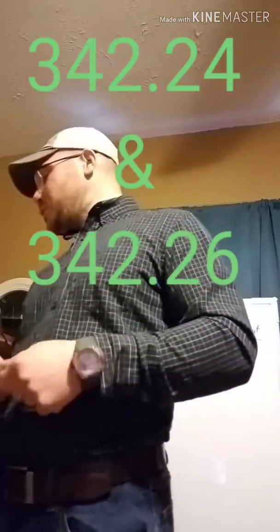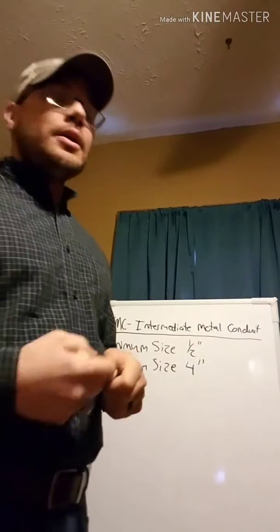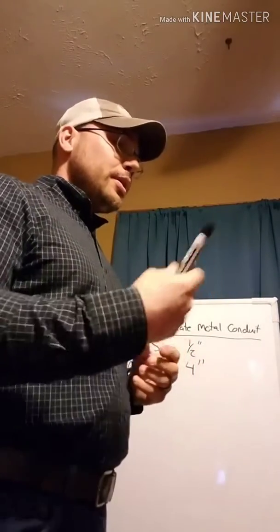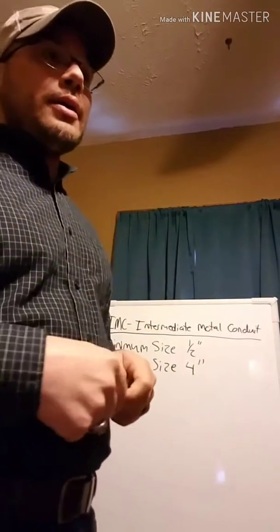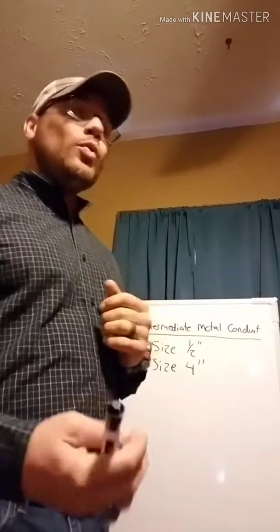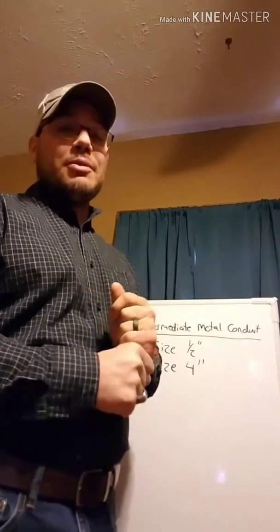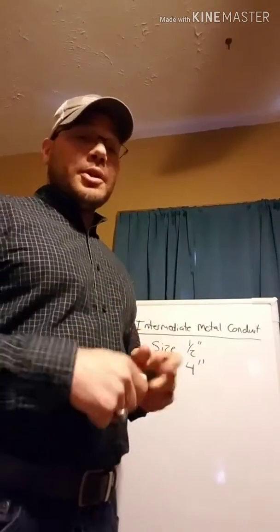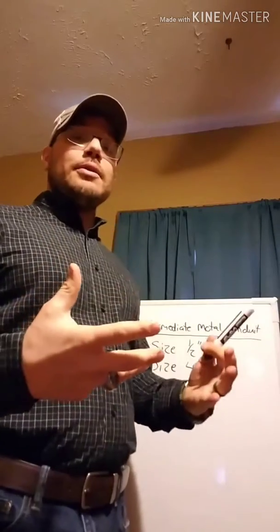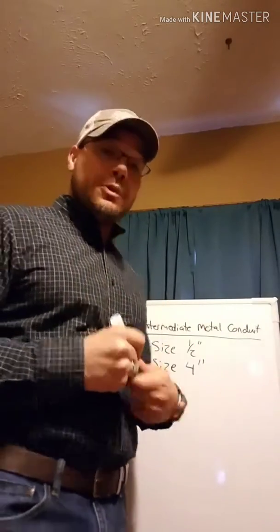342.24 and 342.26, bends how made and bends numbered in one run. Your bends are going to be made with most likely either an electric or a hydraulic bender. Maybe 1/2 inch to maybe 3/4 inch you might be able to do by hand, but you're going to get quite the workout doing it. And then the number of bends in a run, just like everything else, maximum is 360 degrees between pull points.